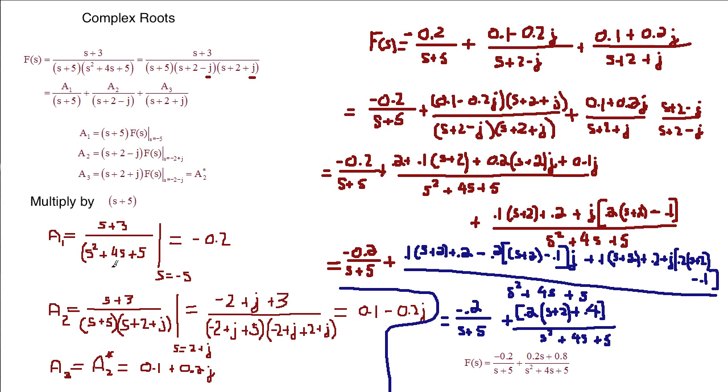So here I go ahead and solve for A1, A2, and A3 using that procedure. It's pretty straightforward. For example, A1 is just equal to s plus 3 divided by s squared plus 4s plus 5. Let me put that in there. And then we evaluate at s equal negative 5, and we get negative 2/10. And then we solve for A2 and A3 using a similar procedure. So we can write F of s using those values for A1, A2, and A3, and this is what we get.